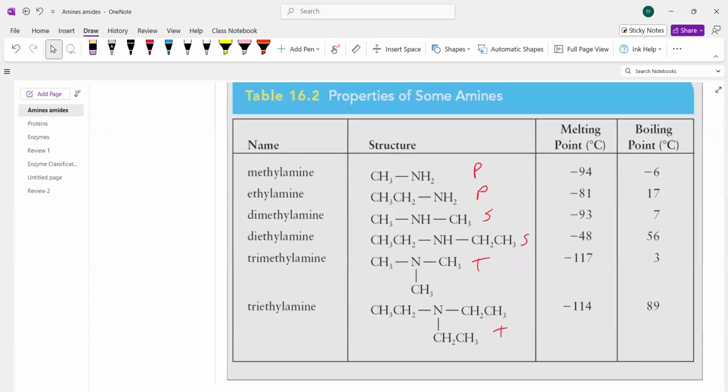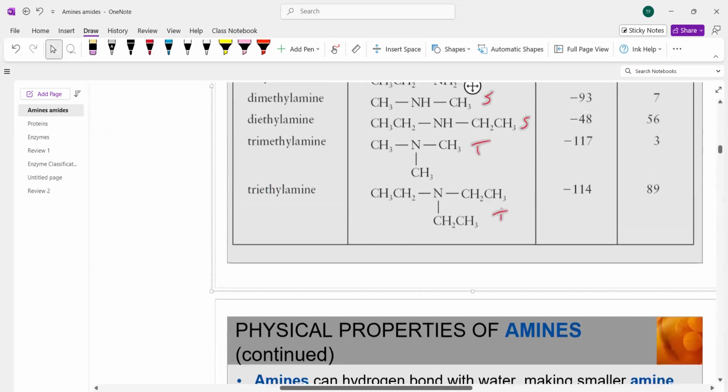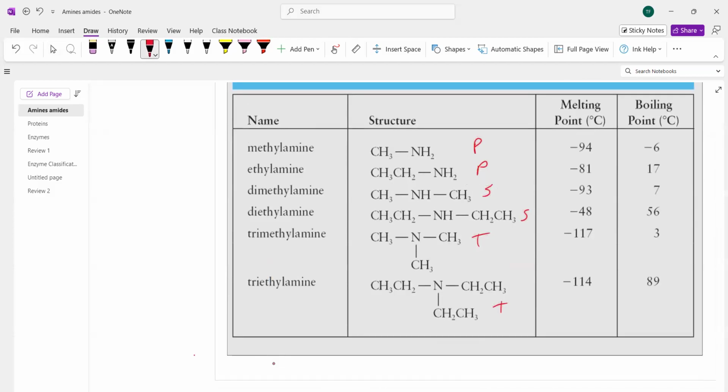Now, if we look at intermolecular force trends, these are primary, and as the molecular mass increases, the boiling point increases as well. Because it's heavier, it just takes more energy to get it into gaseous form.